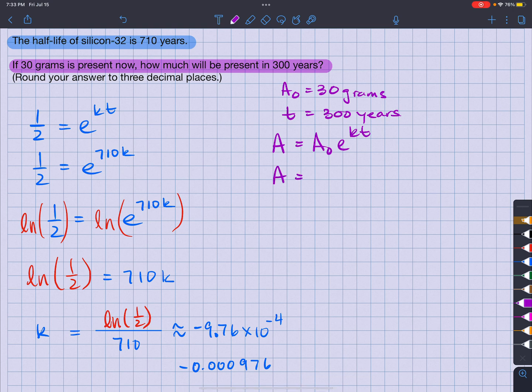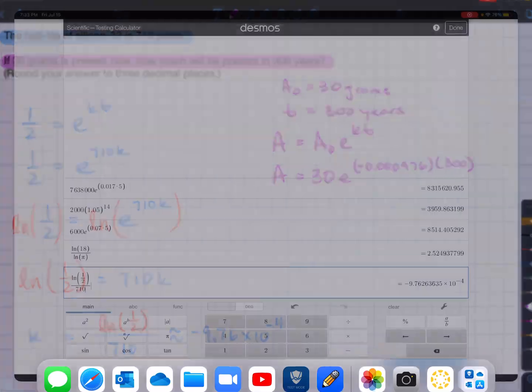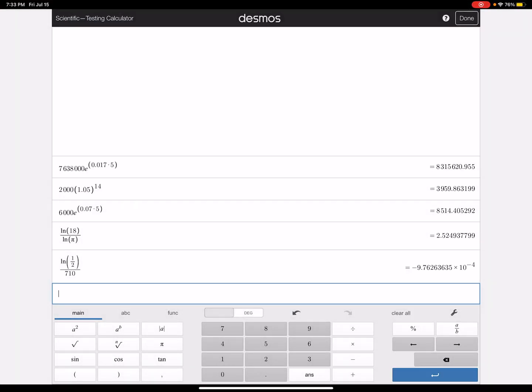So I have A is equal to, I'm starting off with 30 grams, e to the negative 0.000976 times 300 years. Let's put that in the calculator. Now that I have that in the calculator, everybody see that I have that negative 9.76263635 times 10 to the negative 4th in here as my previous answer.